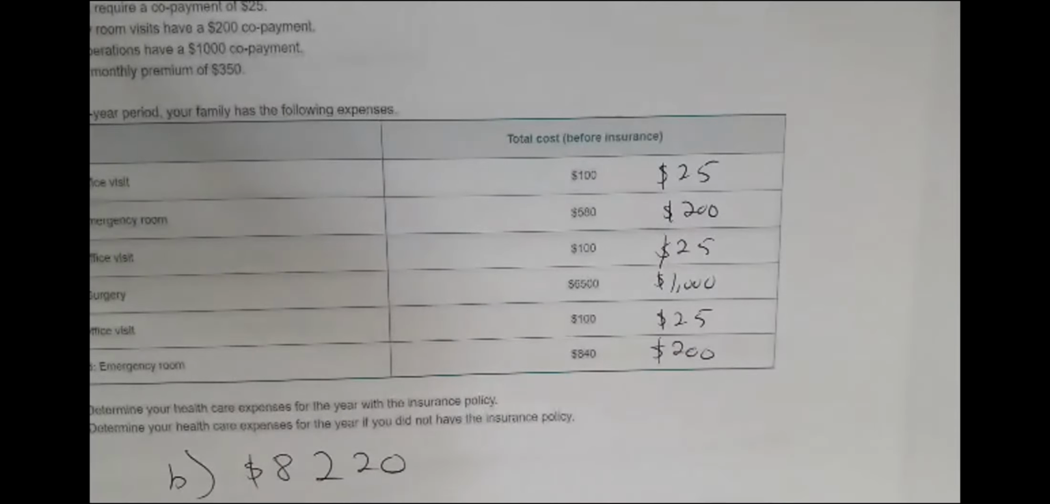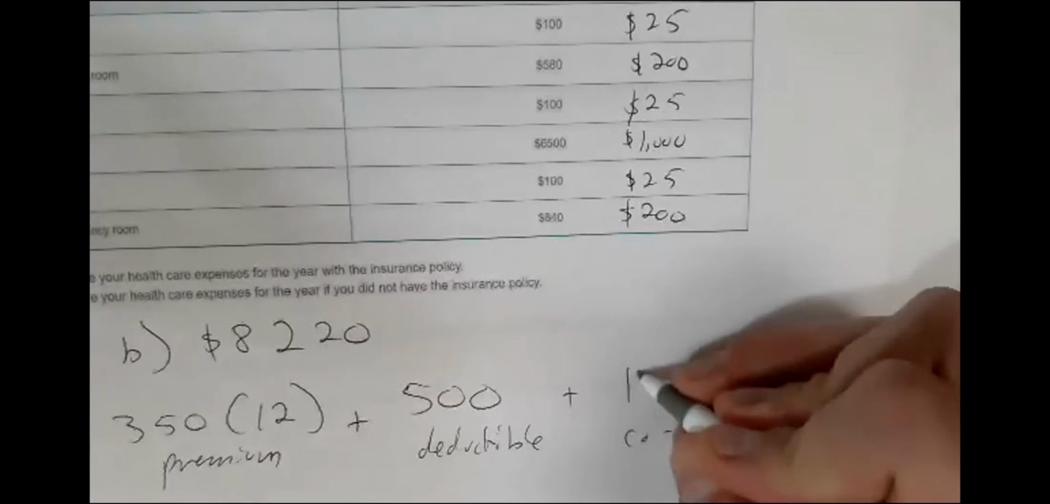Woo! So those copays, I think, are going to rack up pretty quick. 25 plus 200 plus 25 plus 1,000 plus 25 plus 200 is what it looks like. $1,475, I believe, is what I'm paying.